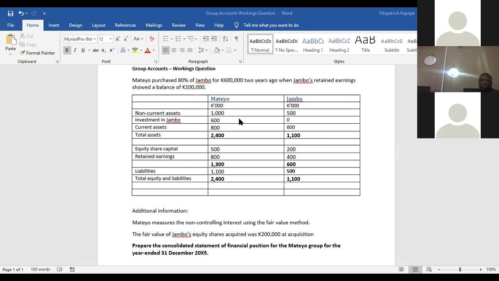So go to goodwill. Go to goodwill, yes. So under goodwill, we are told that the fair value consideration, at fair value. Okay. At tax precedence, fair value consideration. They bought it at how much? 600, isn't it? Yes. 600,000.